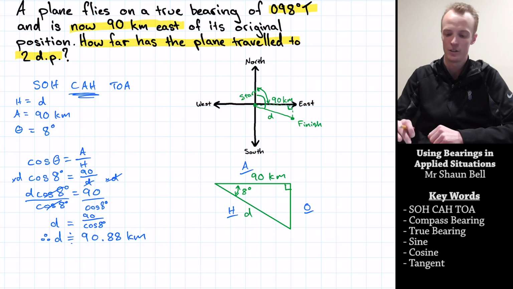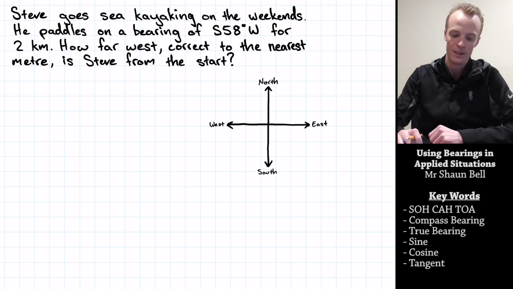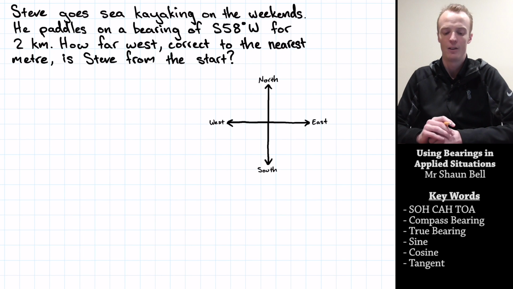So now we've had a look at that question, let's try one more. In this one, Steve goes sea kayaking on the weekends. He paddles on a bearing of south 58 degrees west for 2 kilometres. How far west, correct to the nearest metre, is Steve from the start?